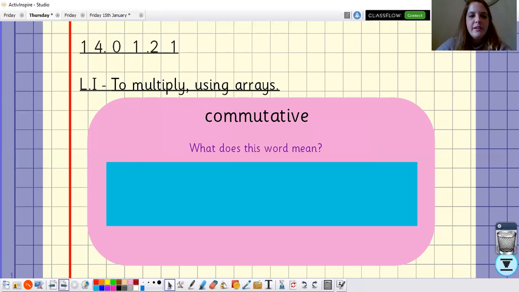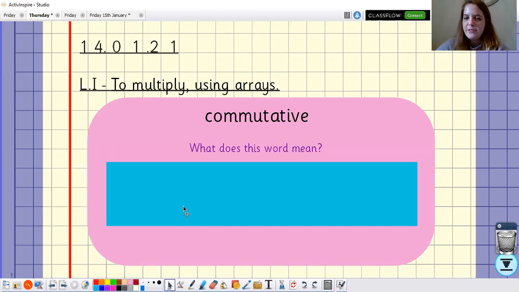Okay. So let's have a look at this word then. This is a really important word, especially when we're learning about multiplication. And this is the word commutative. Can you have a go at saying that for me? Commutative. I wonder if you know what this word means. Pause the video and just have a little think. What do you think this word means?